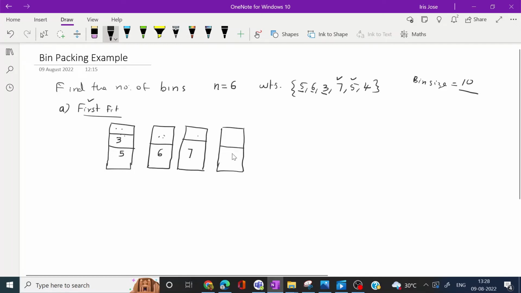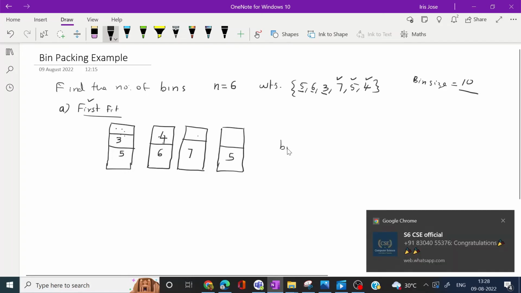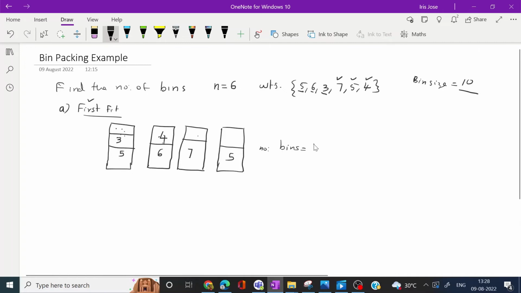Place the item 5. Then next is item with weight 4. With weight 4, I will search for the first fitting place. It cannot be placed in the first bin, but it can be placed in the second bin, 6 plus 4. So placed. So the total number of bins used is the solution. Number of bins used here is 4. But we cannot tell that it is an optimal arrangement, whether less than this is possible or not. Okay. So that's the problem done using first fit.